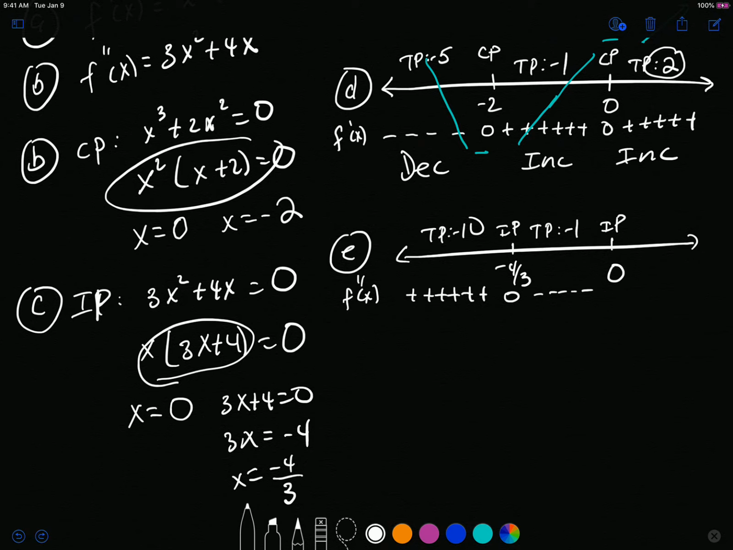Last, at the critical point of 0, again it's 0. And let's say I take a test point of 2. When I plug 2 in, that's definitely positive. And so then that tells me the graph is concave up.